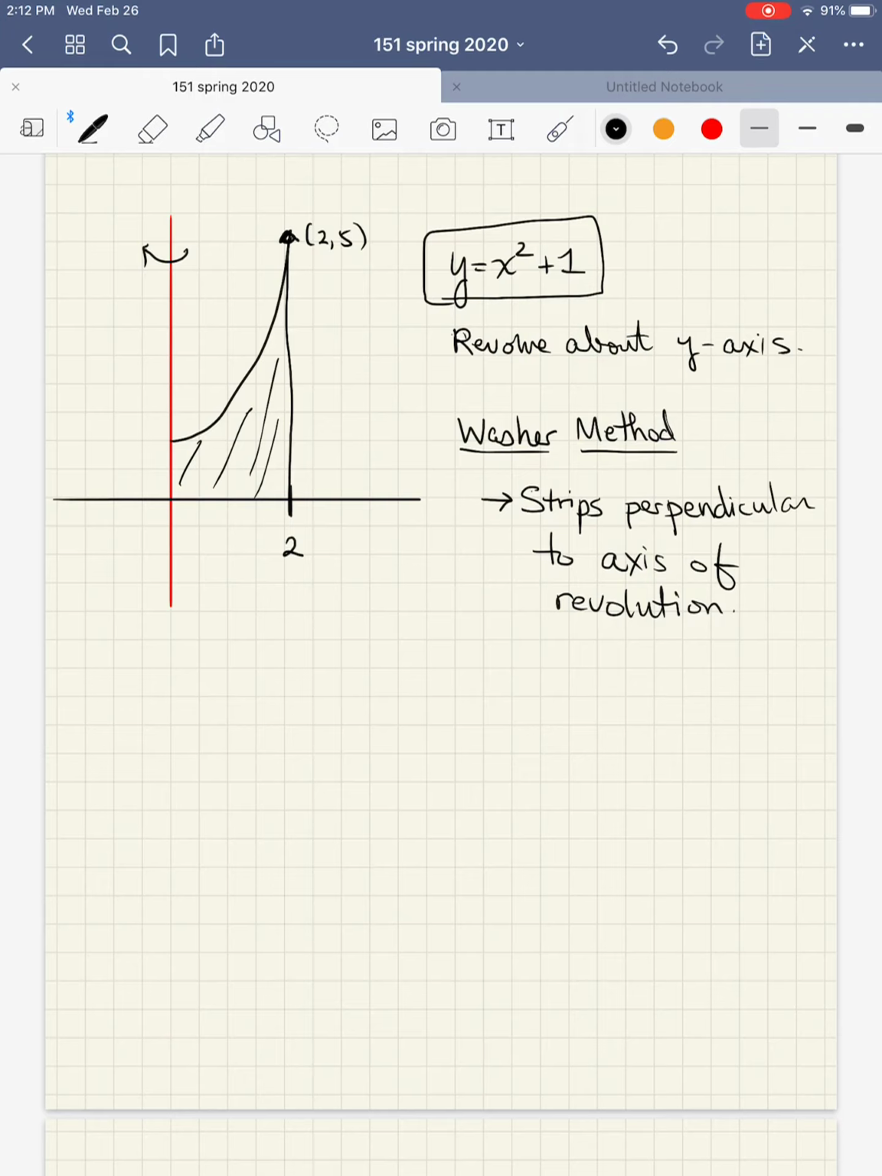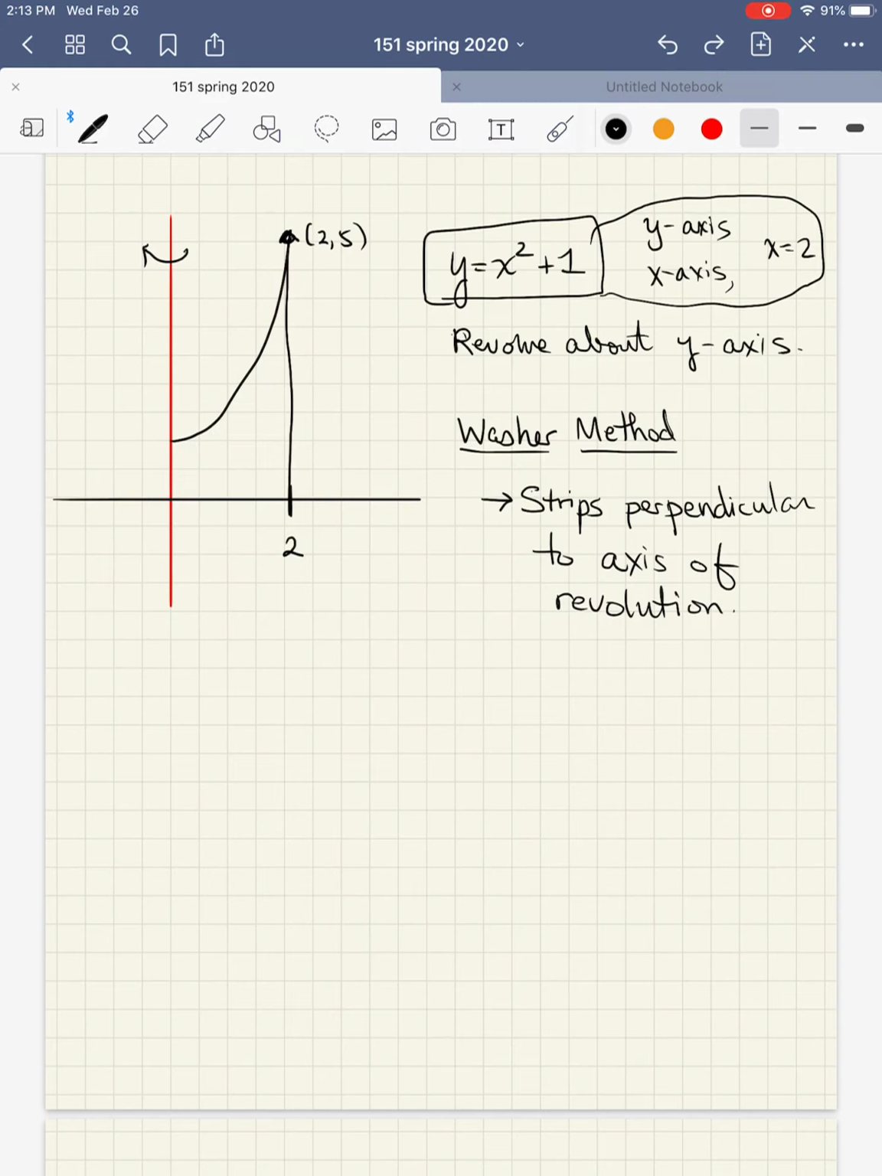So this is going to be this shaded region, and I want the region bounded also by the y-axis, the x-axis, and the line x equals 2. If I take all four of these, I get the four sides of this shape, and I'm going to get this filled-in region here. I'm going to revolve that region around the y-axis.